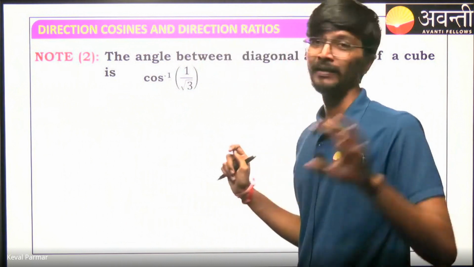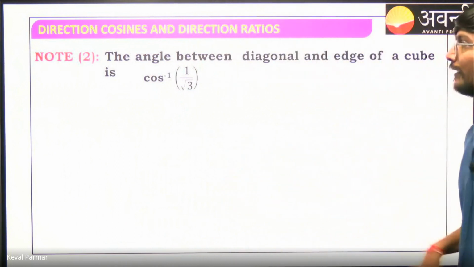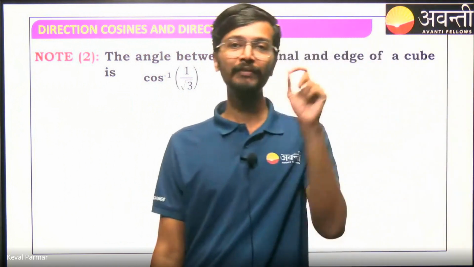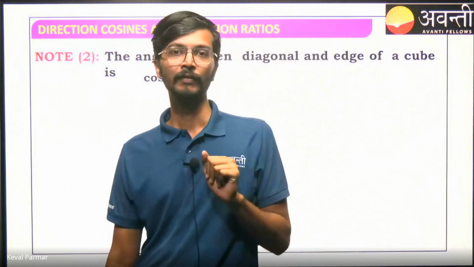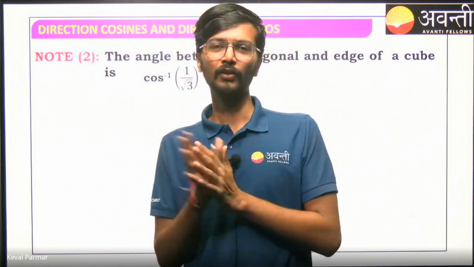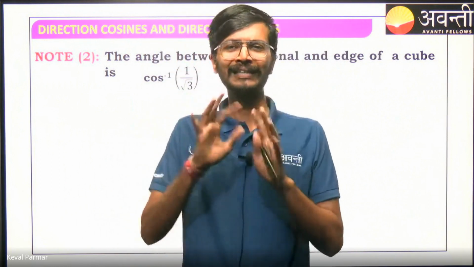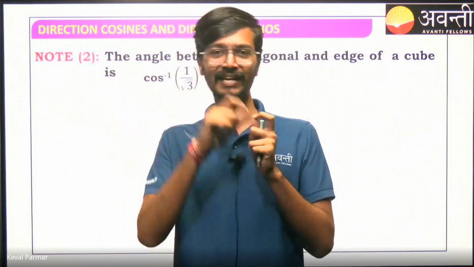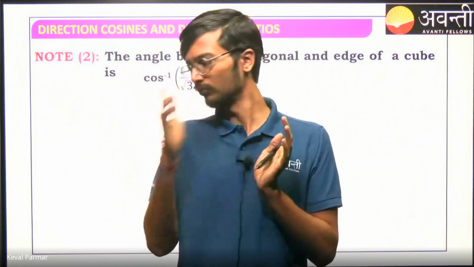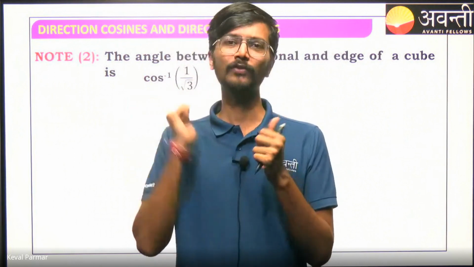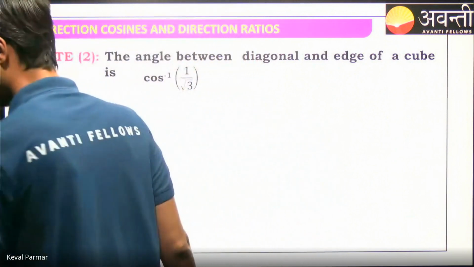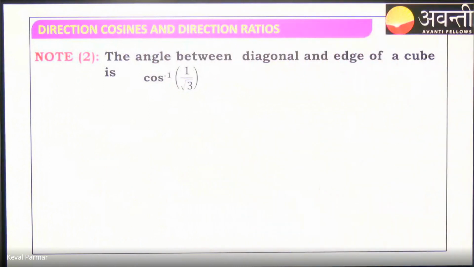So here, as you can see the second note, which says the angle between diagonal and edge of a cube. Now, similar to the previous question, you can do this question yourself. I'll give you 2 minutes. Very simple question. Just get the coordinates of the points, get the DRS, direction ratios, get the DCS, direction cosines, and use the formula of cos theta. After that, we'll move on to the next question. Come on, let's see who will solve this.